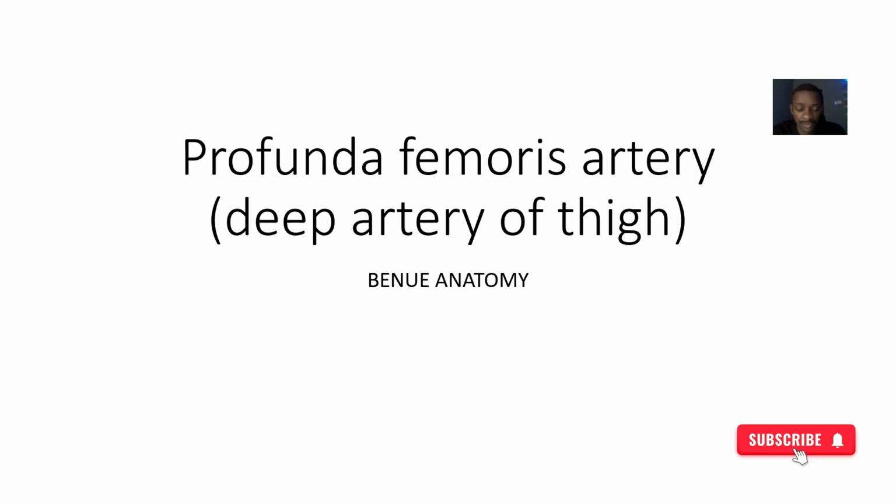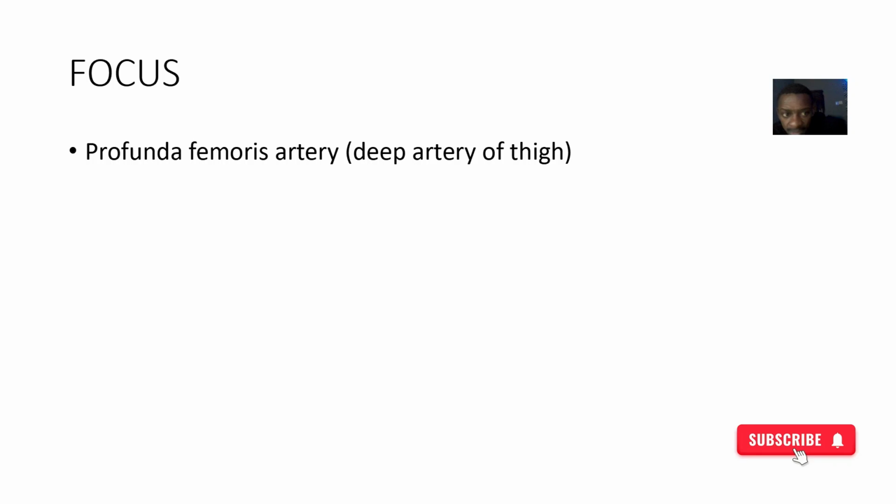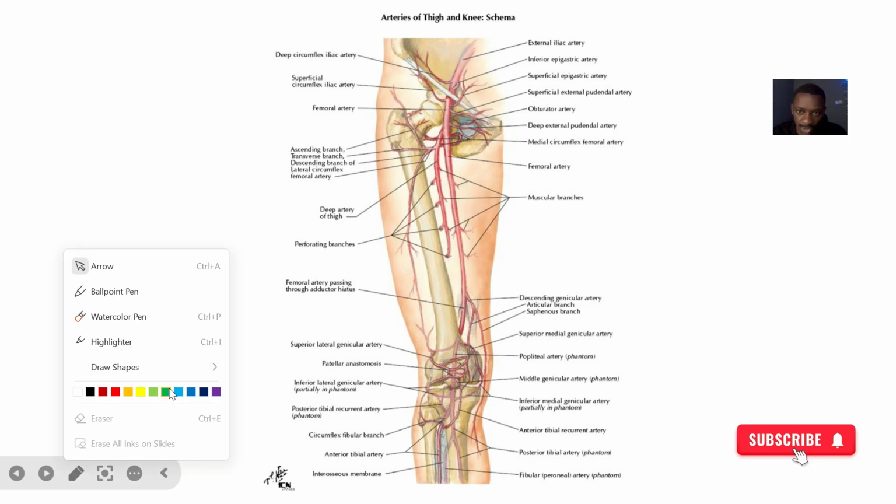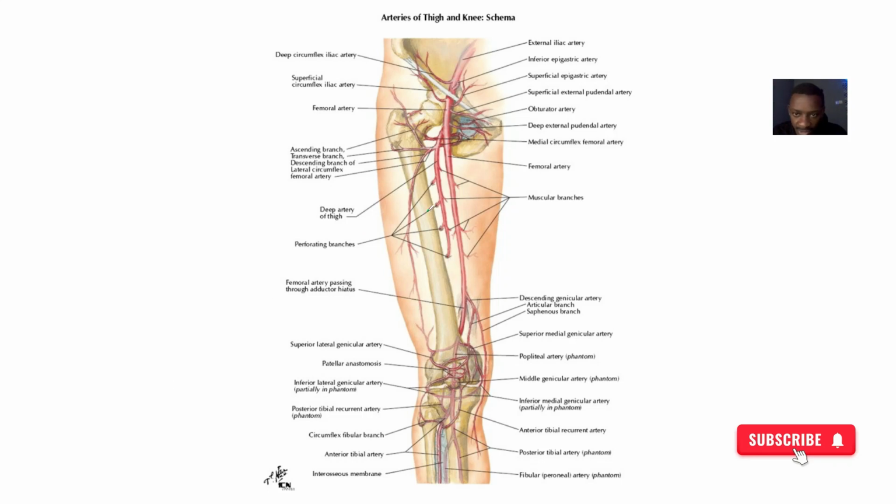So now we're talking about the next artery right here before us, which we are going to talk about its anatomy. This is the Profunda femoris artery. You have a lot of arteries here, but if you calm down, you could actually pick up the Profunda femoris artery. It's also called the deep artery of the thigh. Okay, so let's look for it.